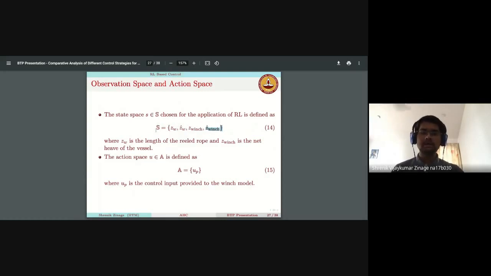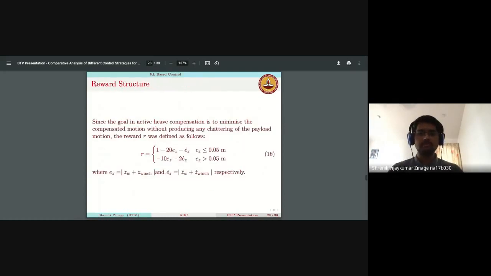So I'm making the RL agent learn that I want ZW to be opposite of ZW winch, and I want ZW dot to be opposite of ZW winch dot. So if I'm able to make the RL agent learn this type of behavior, my work would be done. And the action space that I had chosen was just one dimensional, which is the actual control input of the winch model.